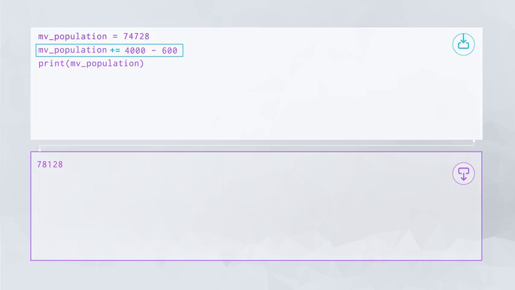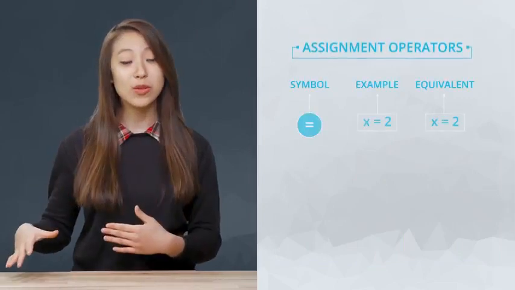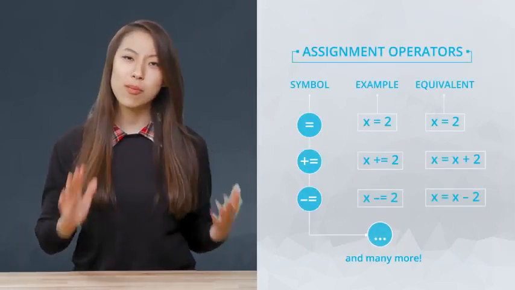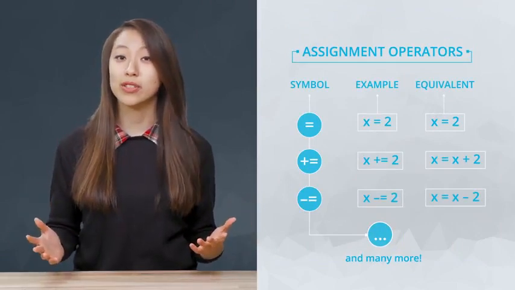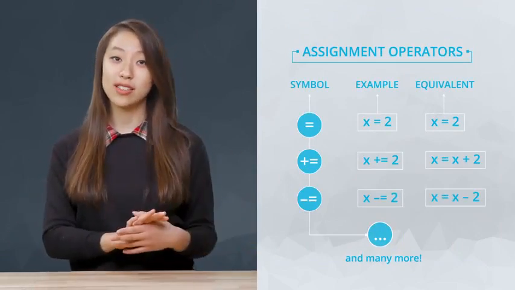Plus equals is one example of another assignment operator in Python. Minus equals is another. And there are a bunch more. These are actually just all of the arithmetic operators followed by an equal sign.